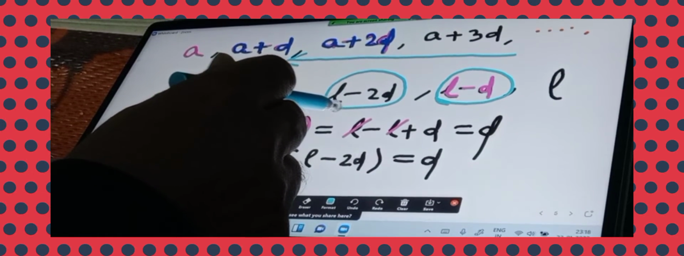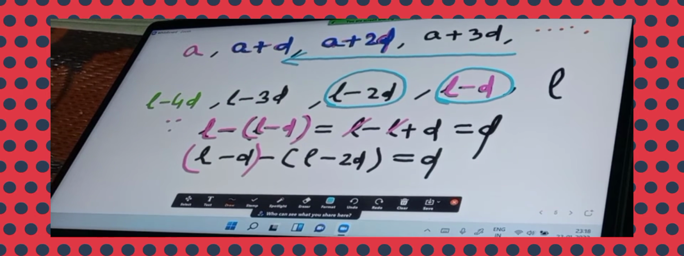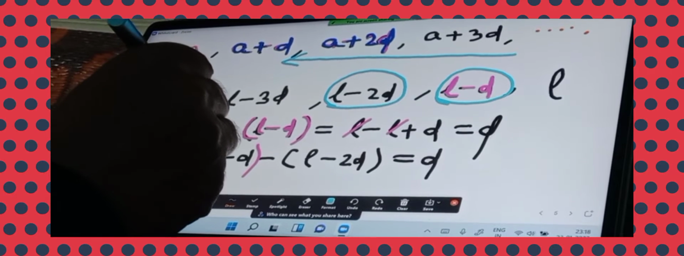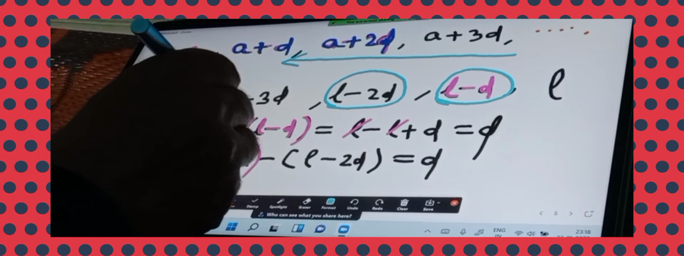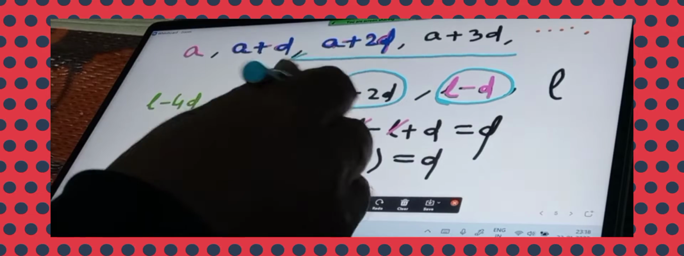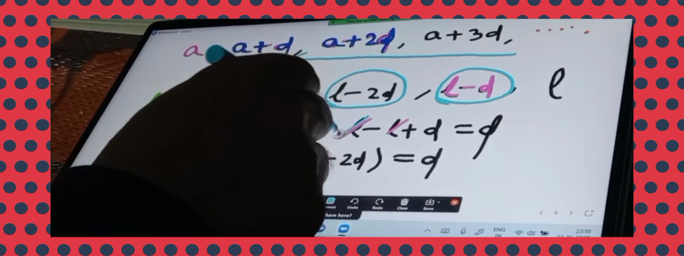Because, according to the definition of AP, we know that the difference between any term and its preceding term is always equal to the common difference. This is the definition of the arithmetic progression, all of you know. If the last term is L and its preceding term is L minus d, then it will be L minus (L minus d), which is d. Here minus L plus L is cancelled.